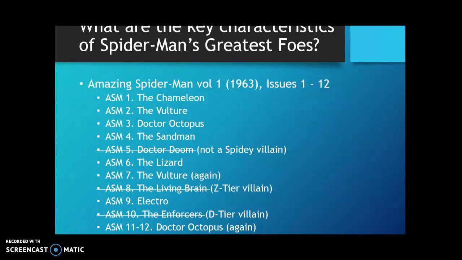I'm going to look at the first 12 issues of the 1963 Amazing Spider-Man Volume 1, Spider-Man's first ongoing comic book series.